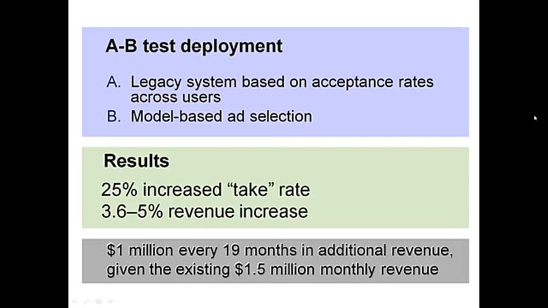The result, according to the client, was a 25% increase in response rate, which translated to a 3.6 to 5% reported revenue increase. Based on the revenue they were getting from these ads, that translates to $1 million additional revenue, a rate of $1 million every 19 months. So that increase of revenue comes only from more intelligent, predictively based decision making. No new business model, no new sponsors or ads, no big change to the website behavior, just more intelligent choices.